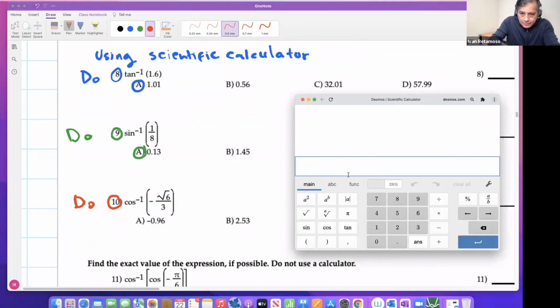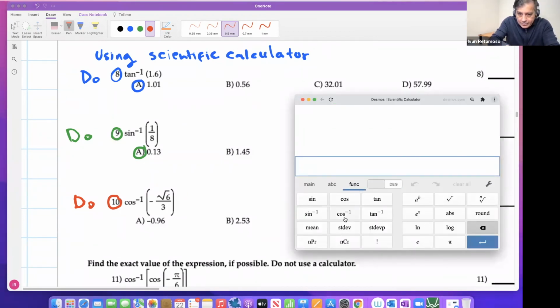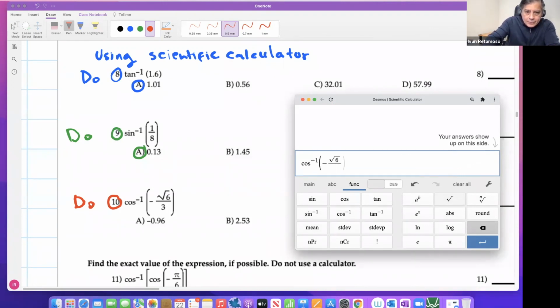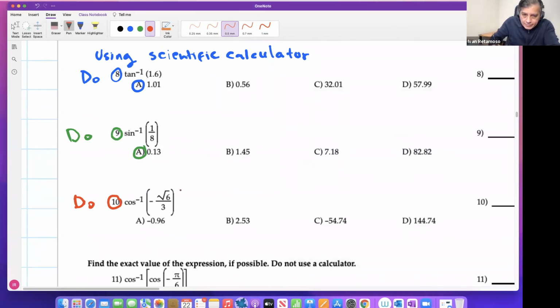Simply go to functions, find cosine inverse, and then within parentheses type minus square root of 6 over 3. It will come out in degrees by default, but switch it to radians, 2.526, rounded to 2 decimal places, 2.53, right? 2.53. Excellent, excellent.